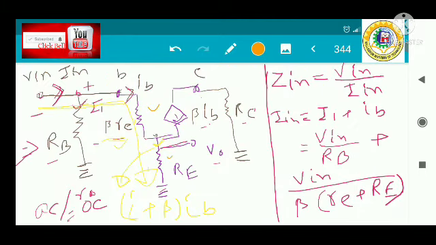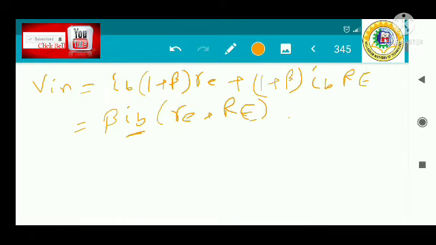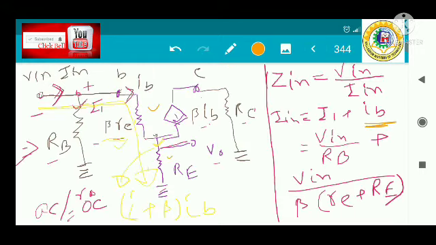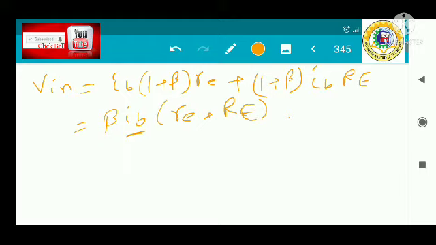So you can see that this is your IB. So IB is nothing but V in divided by beta RE plus RE. That's why I have written this term V in divided by beta RE plus RE. Now from there you calculate the Z in. So Z in is nothing but V in divided by I in.